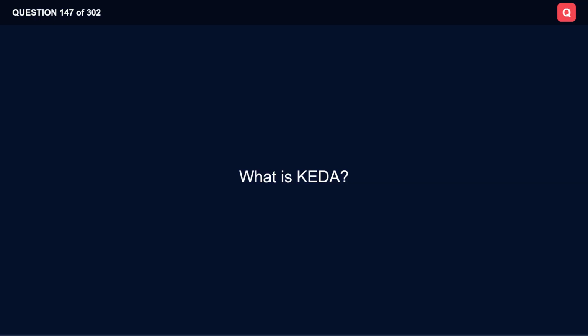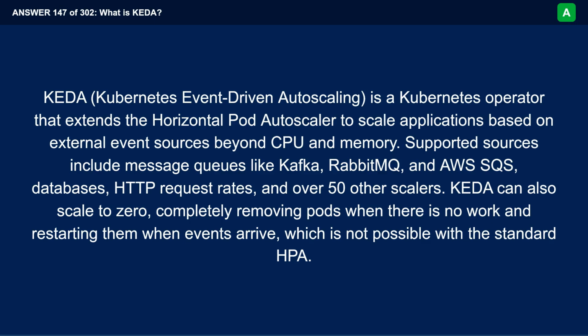What is KEDA? KEDA, Kubernetes Event-Driven Autoscaling, is a Kubernetes operator that extends the horizontal pod autoscaler to scale applications based on external event sources beyond CPU and memory. Supported sources include message queues like Kafka, RabbitMQ, and AWS SQS, databases, HTTP request rates, and over 50 other scalers. KEDA can also scale to 0, completely removing pods when there is no work and restarting them when events arrive, which is not possible with the standard HPA.